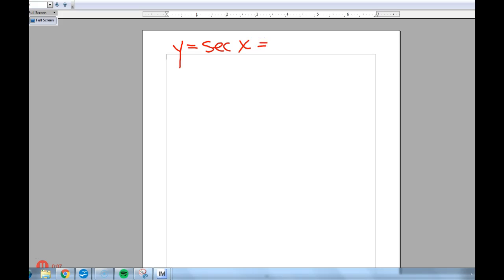What does secant mean? Secant is 1 over cosine. So I could do this 2 ways. I could do quotient rule from there, or I could bring the cosine up and do chain rule. I don't really care. Does anybody have a preference? Quotient or chain?